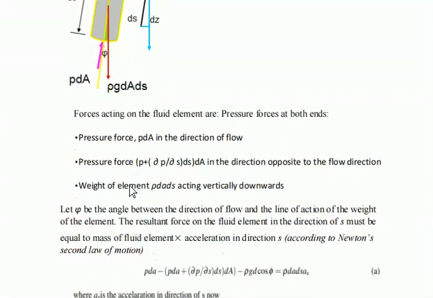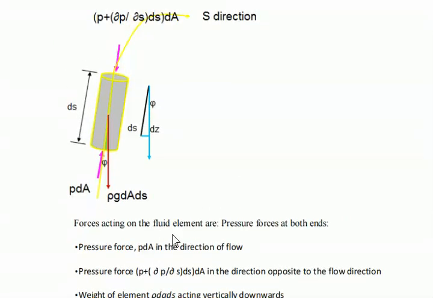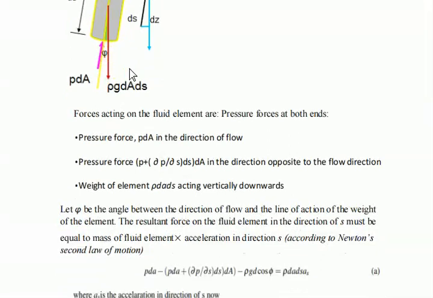That is what is given here. That is P dA. You take the positive sign because it is along the direction of the streamline flow. Then minus (P plus dou P by dou s ds) dA. This is opposite to the streamline direction, so you take it as negative here. This one is positive because it is along the direction of the streamline flow.